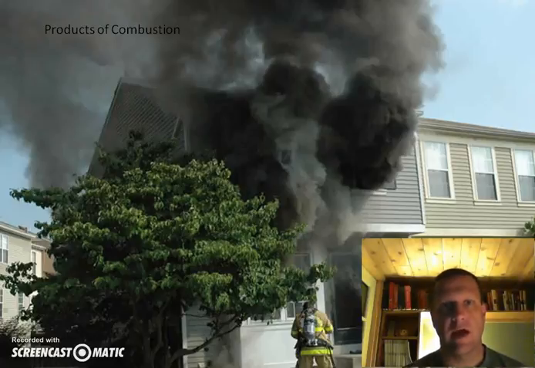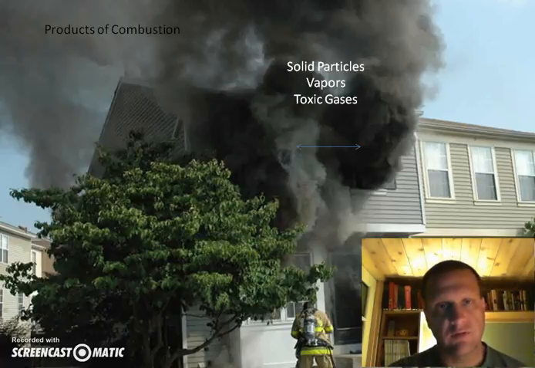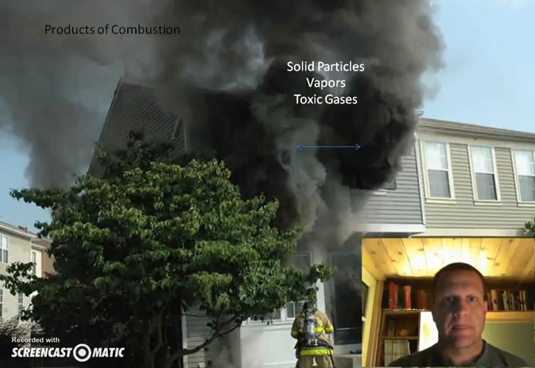So what do we get when we have a structure fire? What are the products of combustion? They are smoke, heat, and sometimes light. Smoke is made of solid particles, vapors, and toxic gases. The solid particles are just tiny bits of unburned fuel floating through the air.